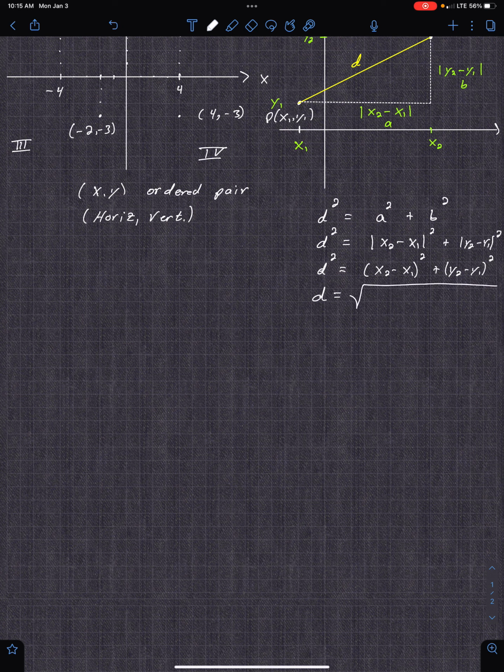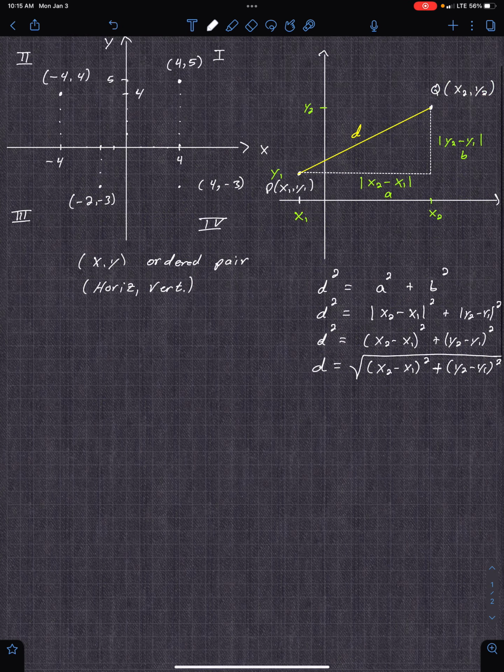Normally when you solve for D, you say plus or minus. But because it's distance, we are going to use just the plus. I think that's kind of important. Okay, so x2 minus x1 squared plus y2 minus y1 squared, like that. So that's how you get your distance formula.